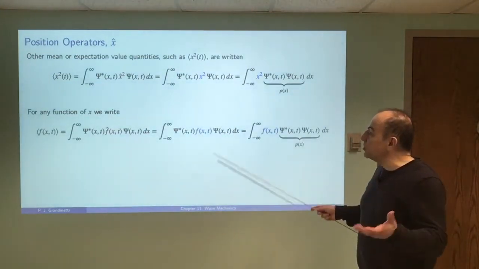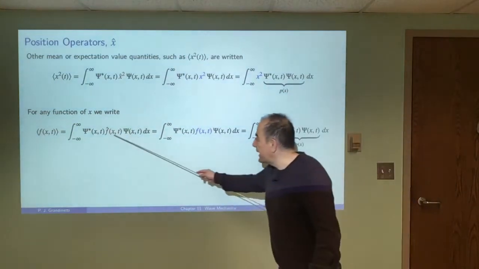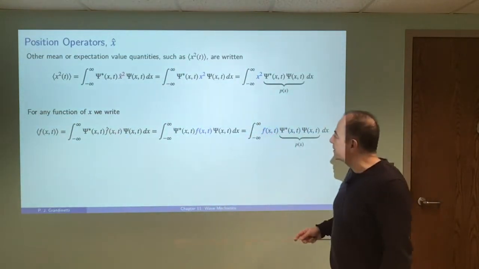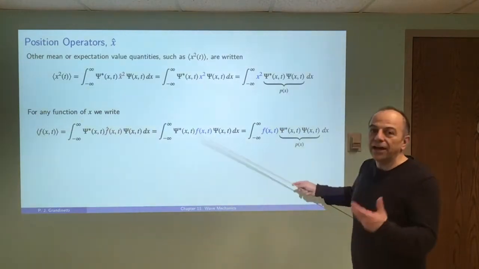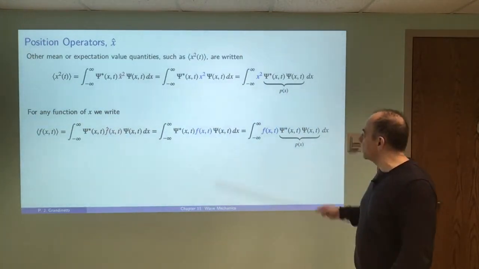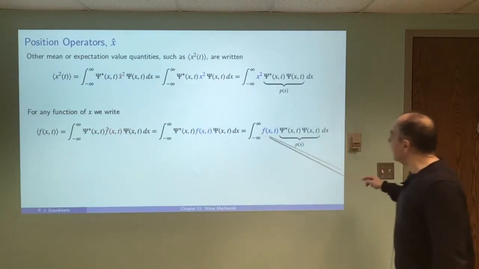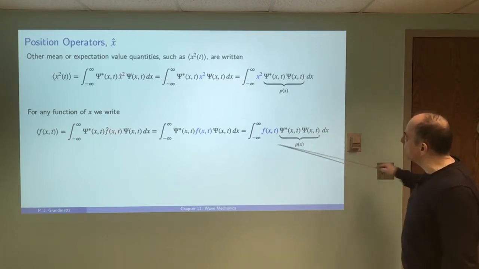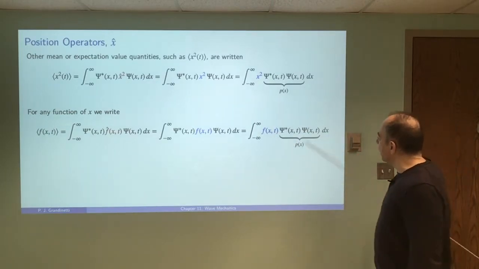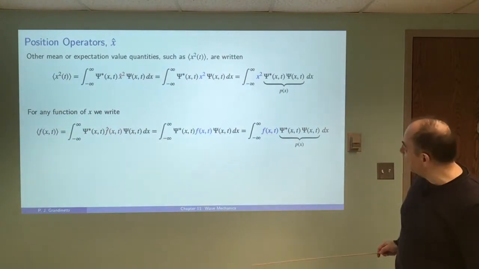Even if we had some function of x, we can define a function operator if we like. So we can say f is some function of x. When it applies to the wave function, we get back some value evaluated for those positions, and then it can now slide past the wave function to go over here, where now we have the probability, and now we're just doing this integral, a weighted integral of the function over all possible values of x.